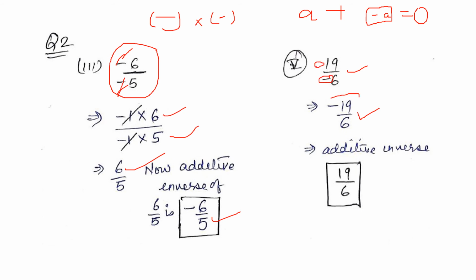So if you have a negative number, suppose minus a, what will you add to minus a to get 0 as the answer? Very simple, you will add plus a. So if the question is minus 19 upon 6, the answer will be plus 19 upon 6. That's it. Okay.